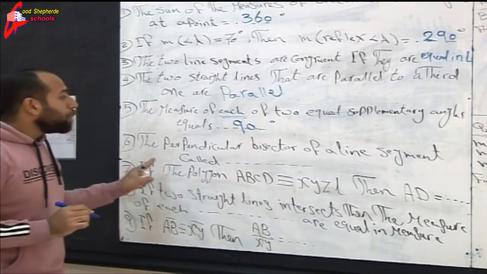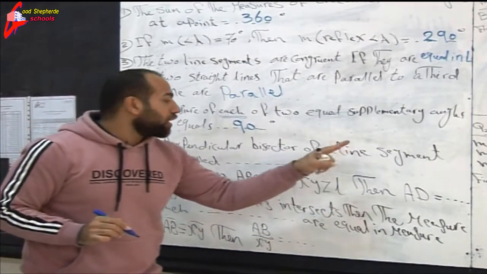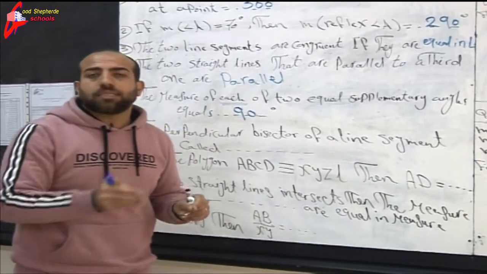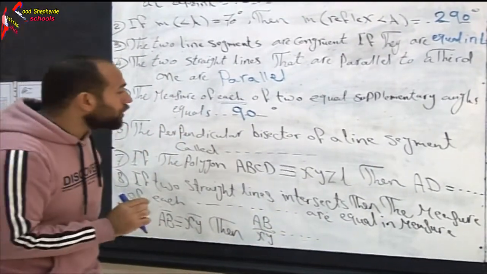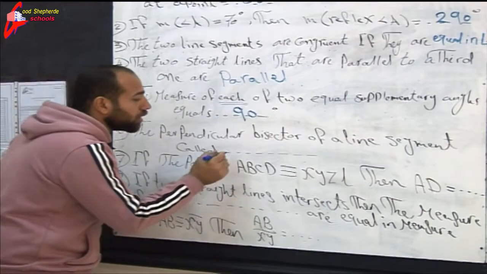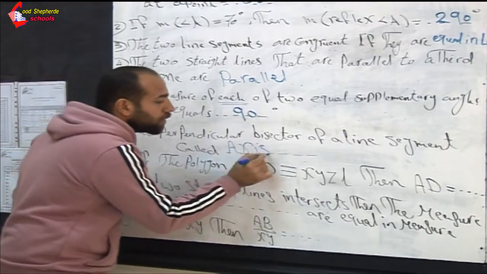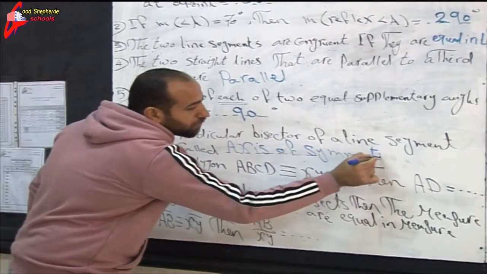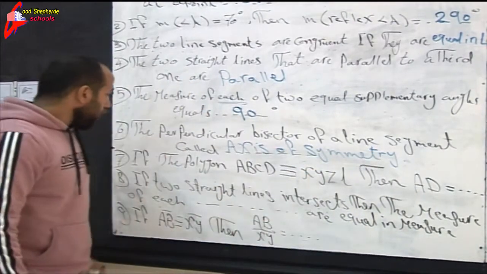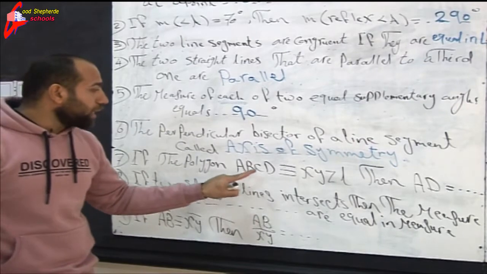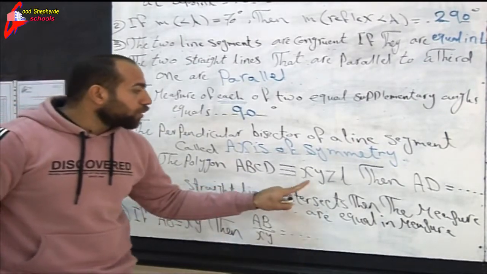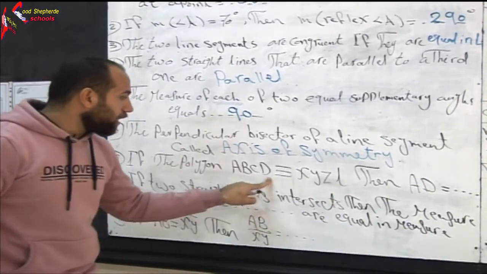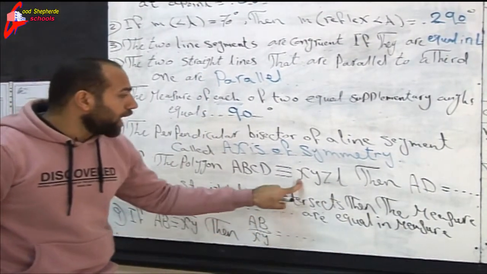The perpendicular bisector of a line segment is called the straight line which bisects the line segment from its midpoint; we agreed that it is called the axis of symmetry. If the polygon ABCD is congruent to XYZL, so AD is equal to XL.